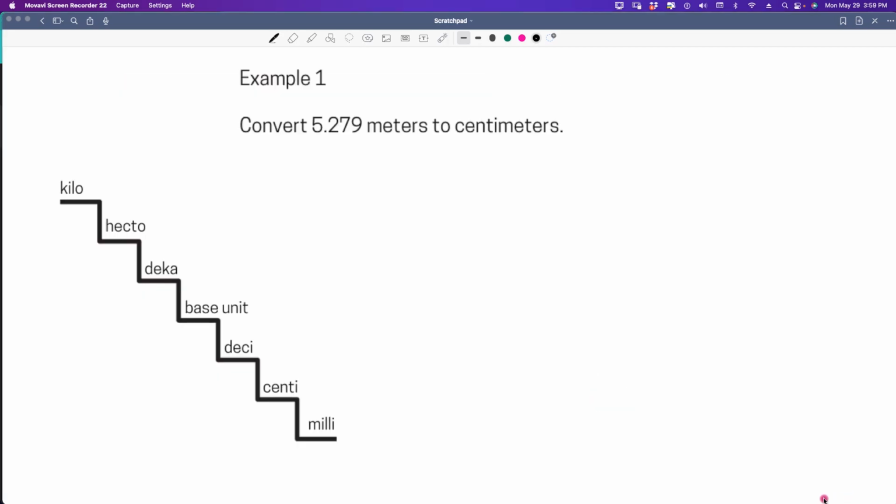So here's our first example problem. We're going to convert 5.279 meters to centimeters. If we look at our conversion chart, we would see that 1 meter is equal to 100 centimeters.